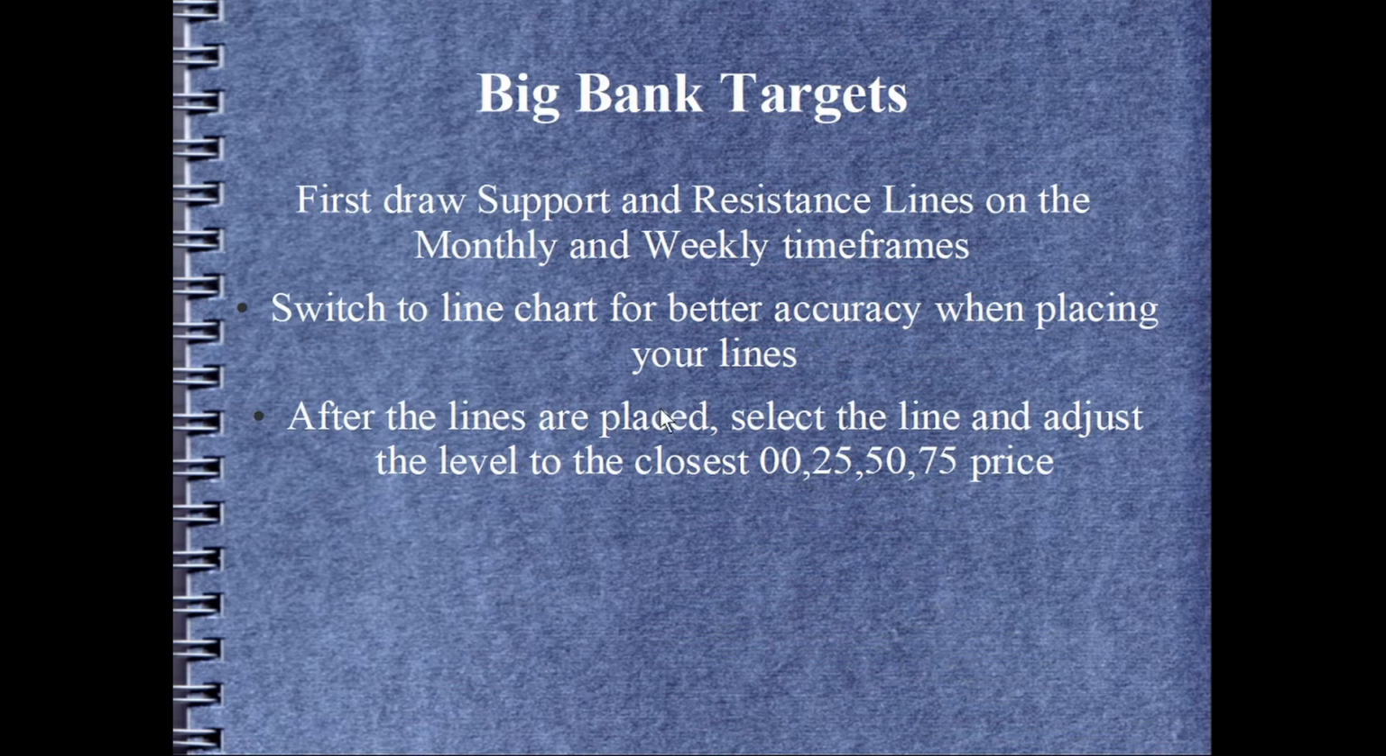After you place the lines, I want you to adjust them a little bit. I want you to adjust those lines to fall upon the 0, the 25, the 50, or the 75 lines. I'll show you when I get to the charts, but it's pretty self-explanatory. So you're basically going to put on 1400 or 1425 or 1450 or 1475.